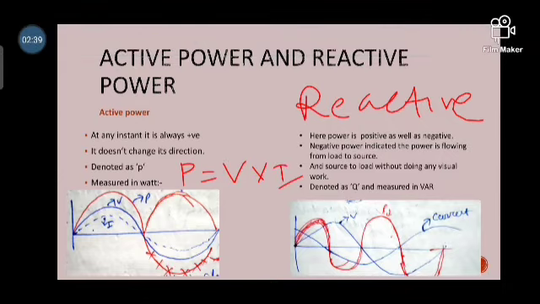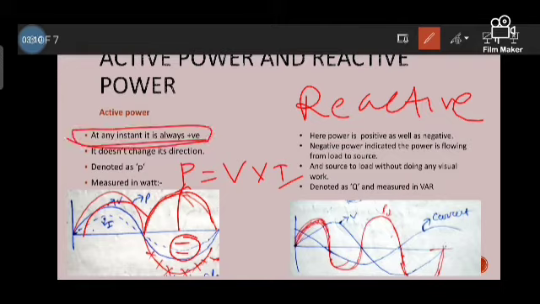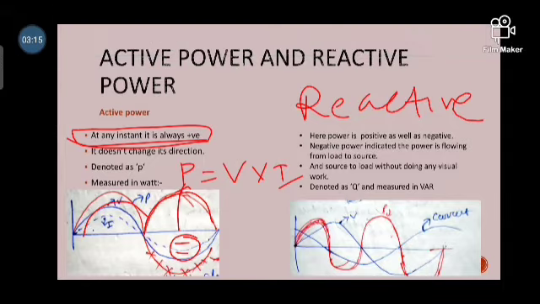The power, multiplying voltage into current, has the magnitude shown in red color. Plus into plus is plus, and in the negative half cycle the current magnitude is minus and the voltage magnitude is also minus, so minus into minus is plus. So the power is always in the positive direction, at any instant of time.